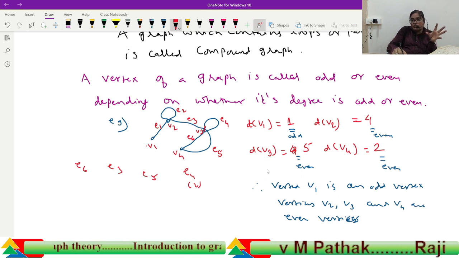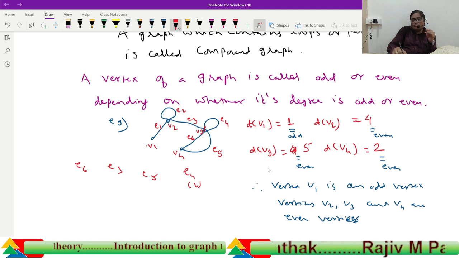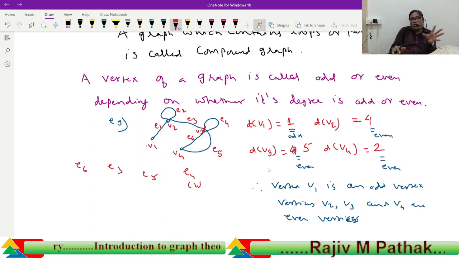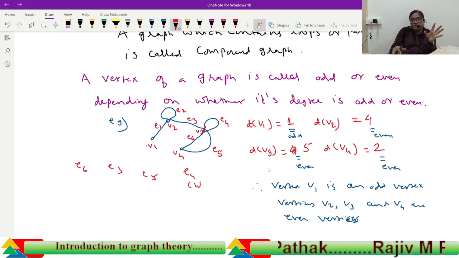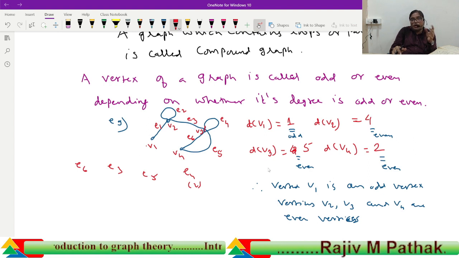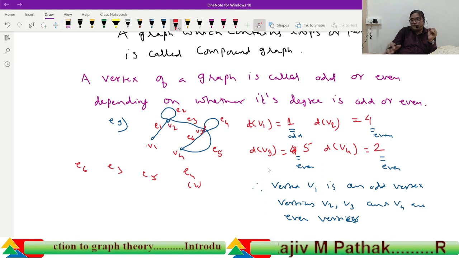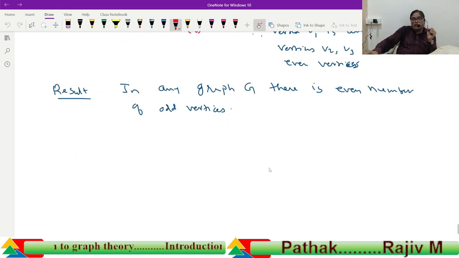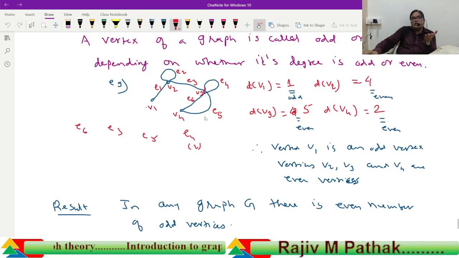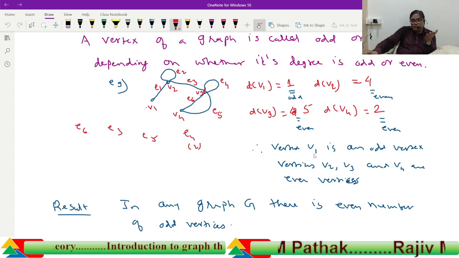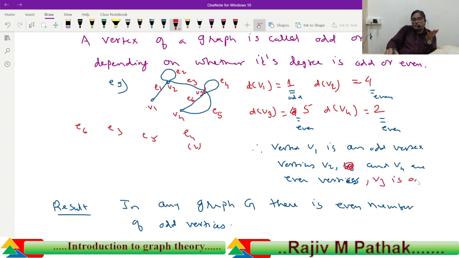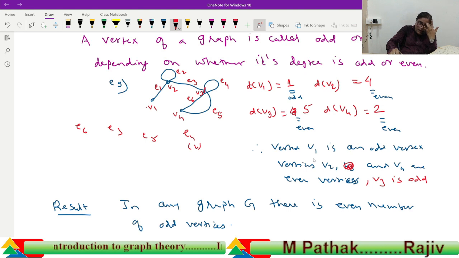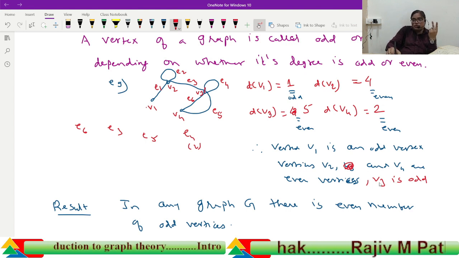Now see, when you find the degree of all the vertices of a graph, for verification you take the sum of all the degrees. If the sum is equal to 2 times the number of edges of the graph, then your answer is correct. If the sum is not equal to 2 times the number of edges, then your answer is wrong. So let's look at this result: in any graph G, there is an even number of odd vertices. How many odd vertices are there? V1 is odd, V3 is also odd. So there are 2 odd vertices, and 2 is an even number.